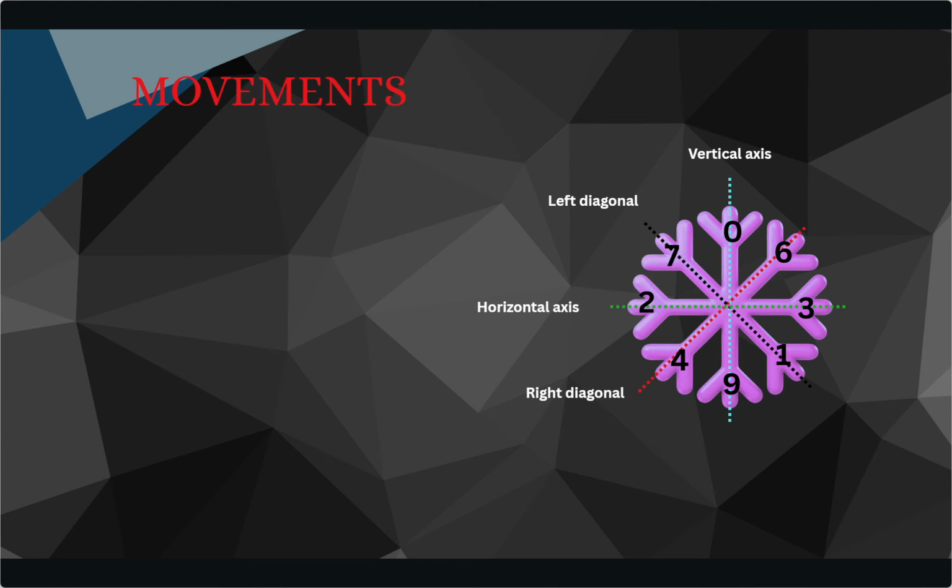And at the back of our model, we have lines of symmetry. The blue broken line here represents the vertical axis. The green broken line here represents the horizontal axis. The black broken line represents the left diagonal. And last, our red broken line represents the right diagonal. And here are the movements at the back of our model.